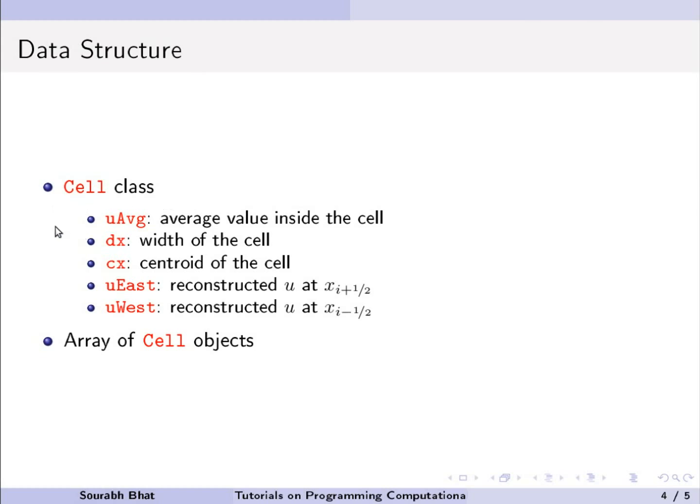The main class which will be used for saving the data is cell. It will be saving these 5 variables: u average, dx, cx, u east and u west. U east and u west are the most interesting ones here. They will be storing the reconstructed u at the left side and the right hand side. Cx is the centroid value of the cell, that is the x location of the cell. Dx is the width of the cell, and u average will be the average value inside the cell. So every time we update the values, we will be updating this u average. Basically, this u average is going to be an array. The length of that array will depend on the number of Runge-Kutta time steps that we take per iteration.